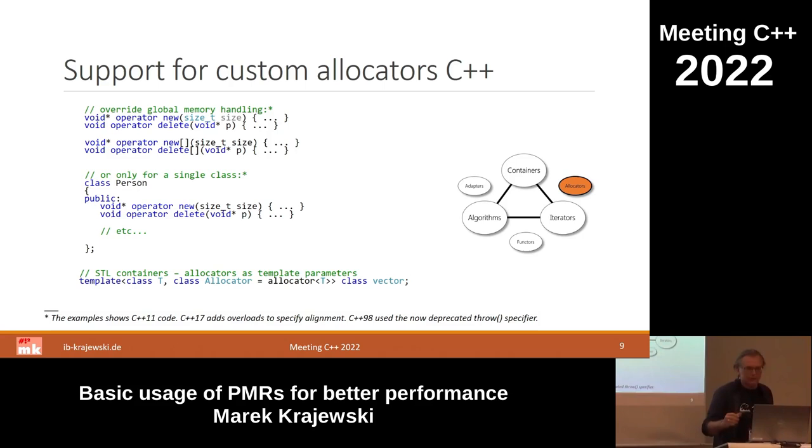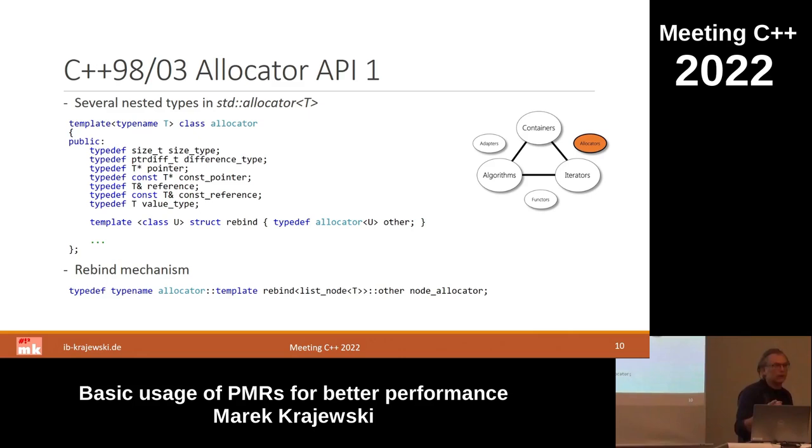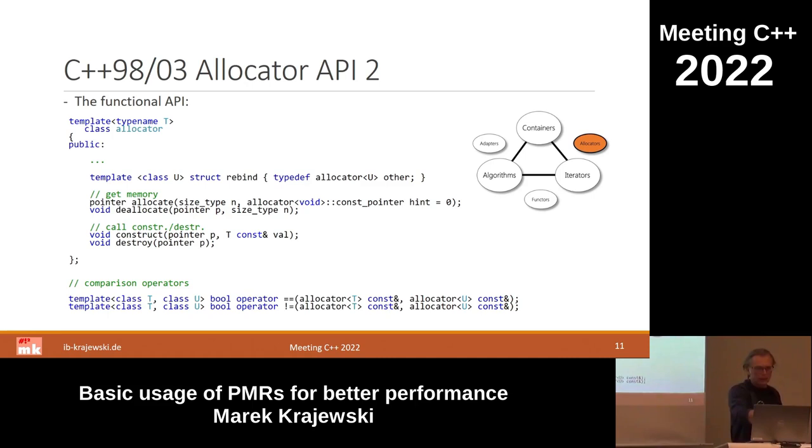So what is the allocator API in STL? First, we have a couple of typedefs which are needed. Then this rebind function, which isn't that interesting for us. And then comes the functional API, which is two groups of functions. First, the allocate and deallocate functions deal with memory: they give memory for your objects. Then construct and destroy: construct will take memory and call the constructor, and destroy will take memory and call the destructor on that memory, kind of like placement new. And we also have comparison operators, which are required.